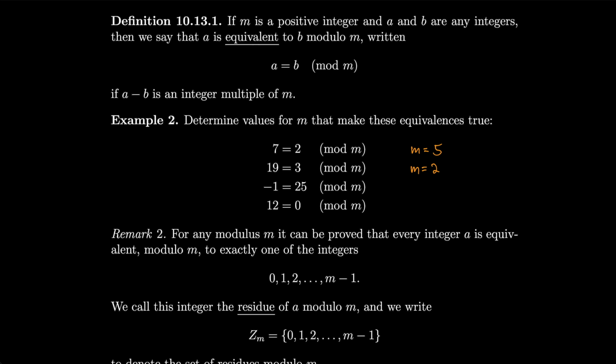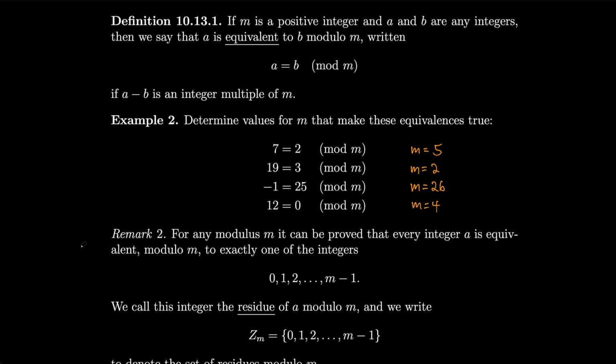For the next one, negative 1 minus 25 would be negative 26, which is a multiple of 26, so we could just take m equals 26. And for the last one, 12 minus 0 is 12, which is a multiple of 4, so we could take m equals 4. Obviously, these are not the only values that would work. I could have just said take m equals 12, and that would still have worked.